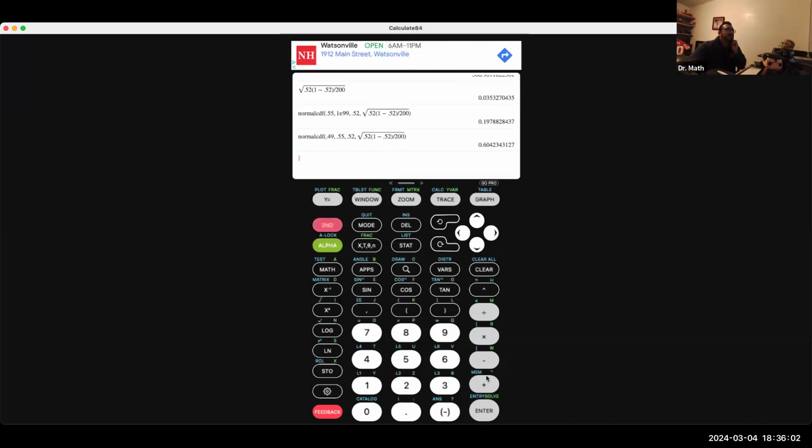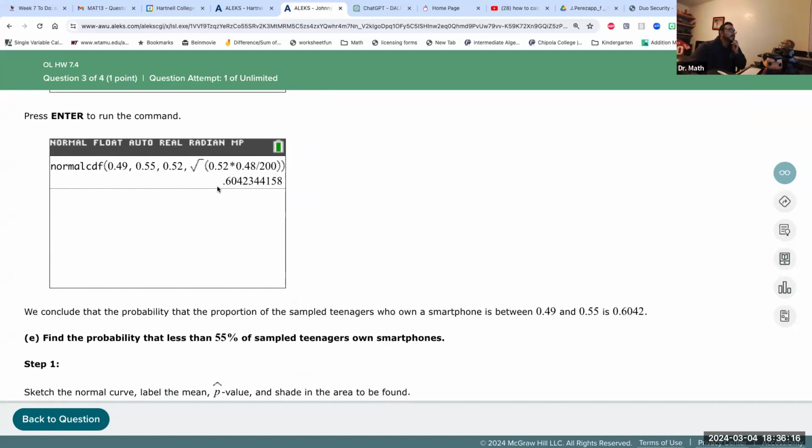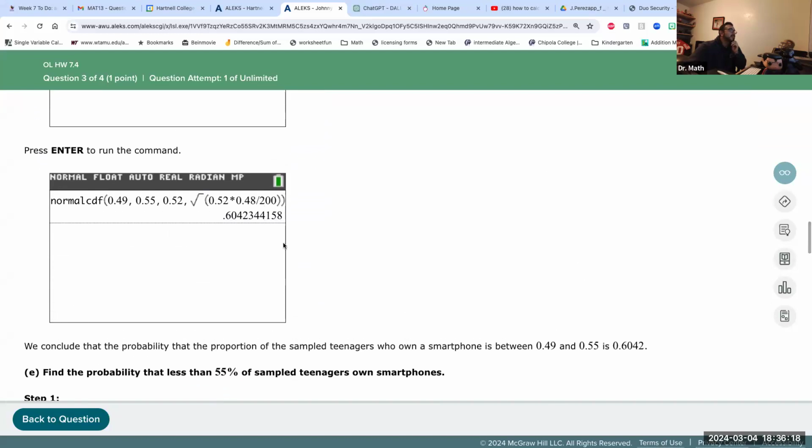So again, I just hit second enter, and I used my arrows to move around and change whatever I needed. And that's much faster. So we ended up with 0.6042. So go back to the other page here, and that's how they got 0.6042, right? Doing the same exact thing that I did.